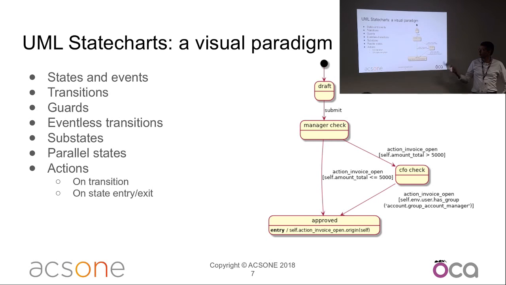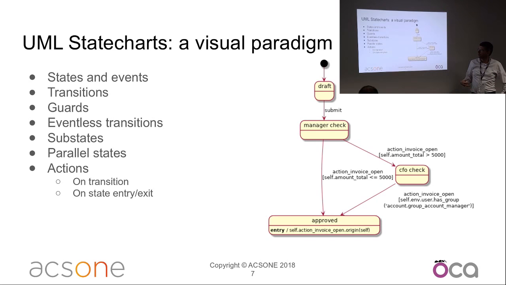So those are bits of code you can associate to either a transition or upon entering or exiting a state. So in this example, on entry of the approved state, we call the original invoice open action of Odoo, which is what happens in standard Odoo when you validate an invoice. But you could put actions on specific rows or when entering or leaving states.